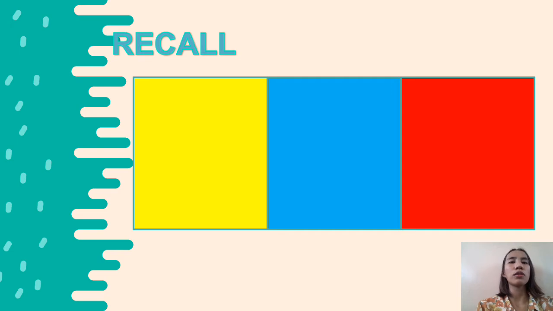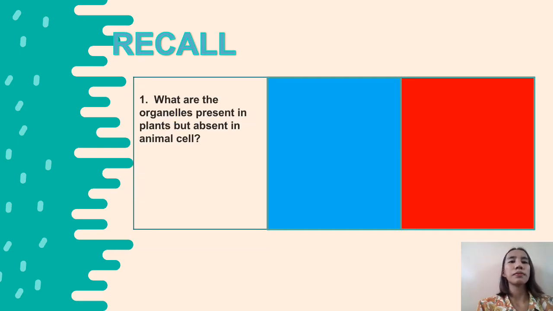Yes, Cruz. So, choose one. Yellow. Okay. So, read the question. Okay, what's your answer? Very good. So, the cell wall, plastid, chloroplast, and large vacuole can be found in plants, but are absent in animal cells. So we clarify that the animal cell has a vacuole, but in a smaller size compared to the plant cell. Very good.